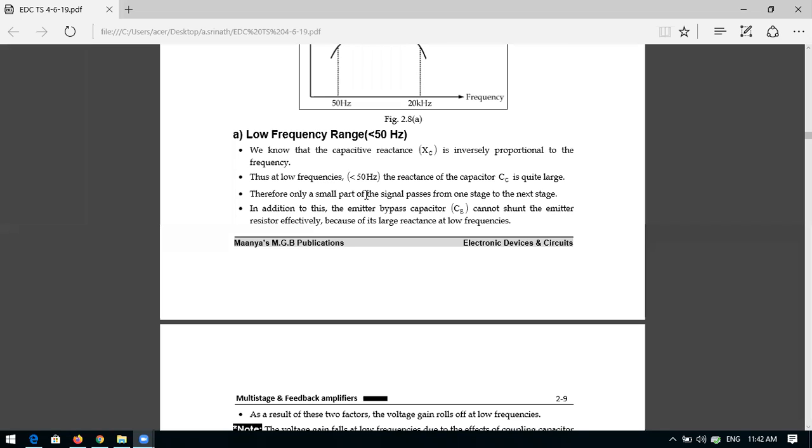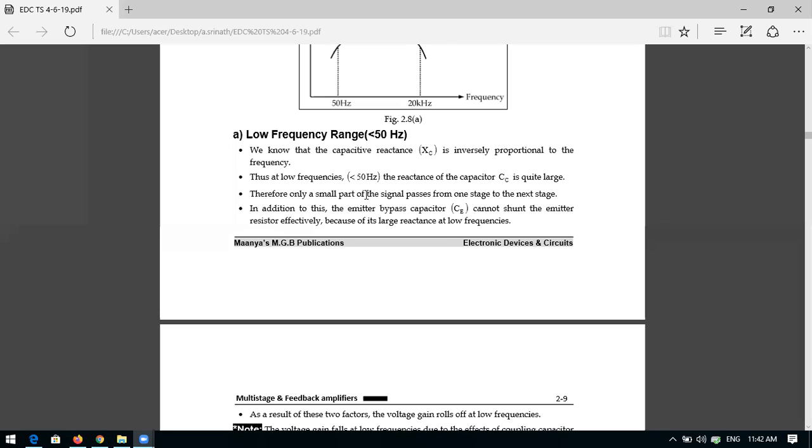You know the formula for Xc. Xc equals 1 by C omega, and omega equals 2 pi f. If f is more, Xc is less. In the low frequency range, f is less, less than 50 Hz. Correct or not? When f is less, Xc is more.